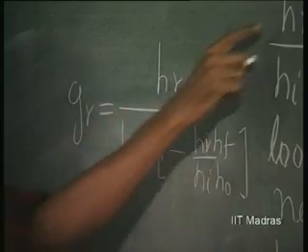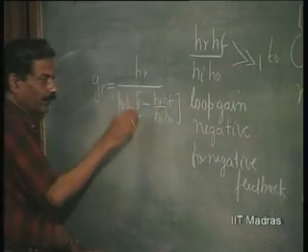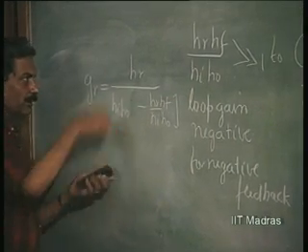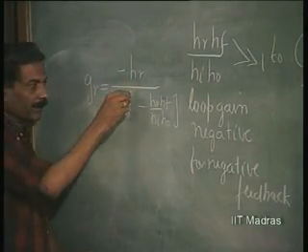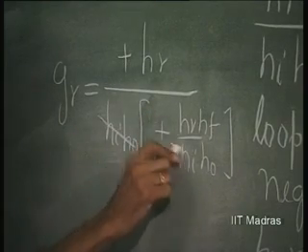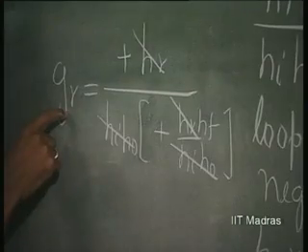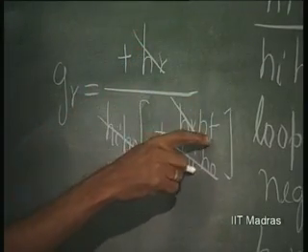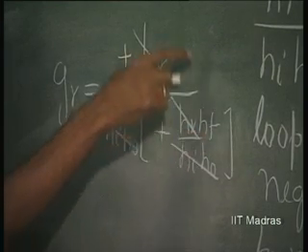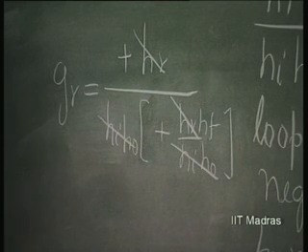We have already assumed that HR HF by HI H naught is very large compared to 1. Therefore, we can ignore this 1. So, this becomes plus, HI H naught gets cancelled with HI H naught, HR gets cancelled with HR. So, GR is equal to 1 over HF. HF is a huge quantity already, so 1 over HF is going towards 0 very clearly.